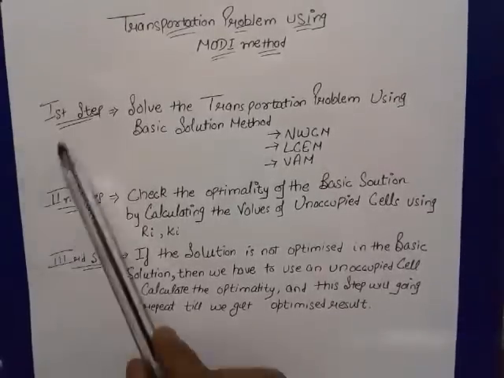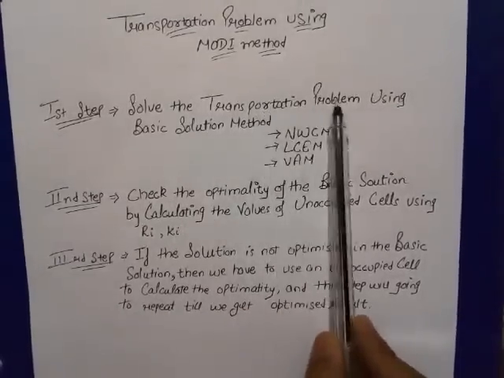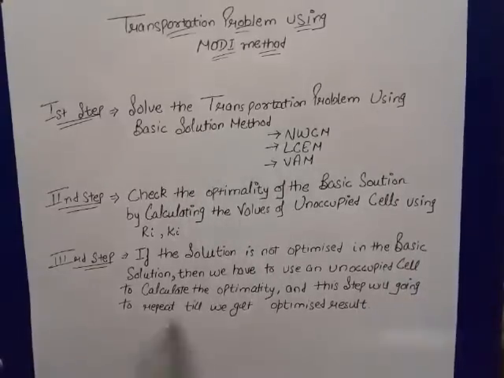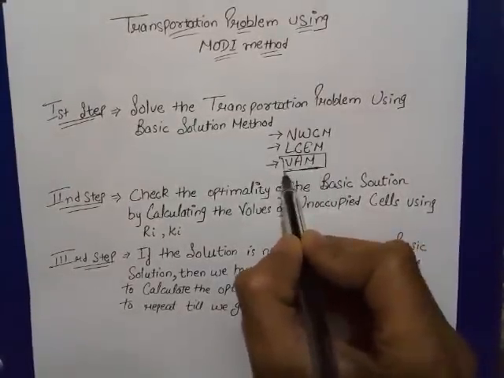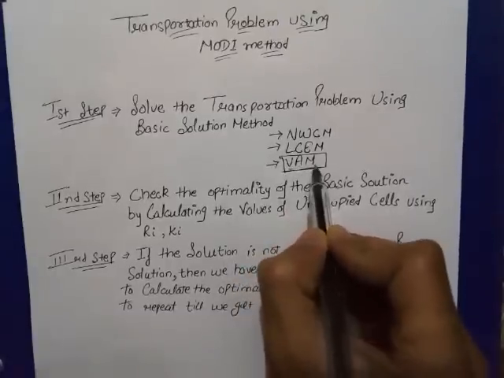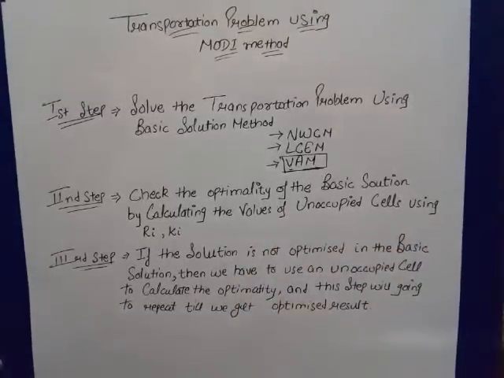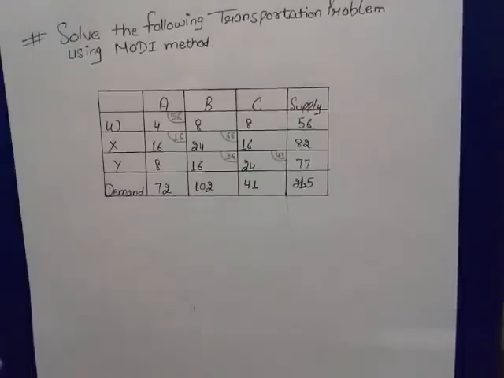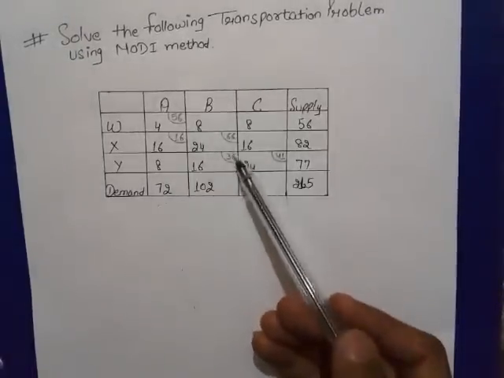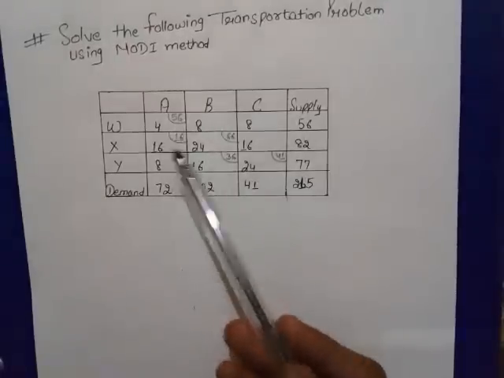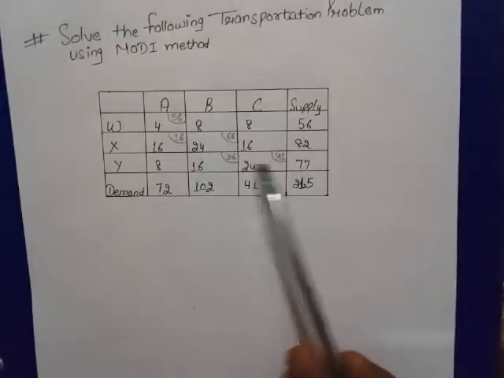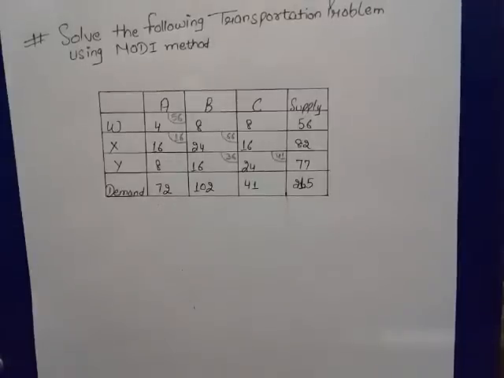Remember the first step: solve the transportation problem using a basic solution method. I prefer this method, VAM, Vogel's approximation method. So I have used this method to get the basic solution in the practical question. After getting the basic solution, we have to check the optimality of this solution, whether this result is optimized, whether we got the minimum transportation cost.